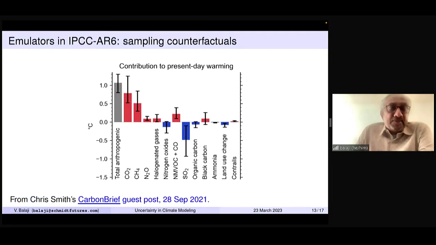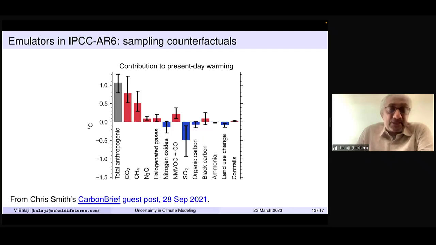The other use of emulators I want to talk about is for sampling the counterfactuals. You want to know, for example, for a decarbonization strategy, whether you focus only on CO2, or you focus on methane, CO2, and N2O, and so forth. So which targets are important? All of these are done by looking at single forcing runs, which are, again, counterfactual. They cannot be done in reality. And there are too many forcings to consider. So this is never done with models. This has all been done with emulators, which have been built as fits to models.